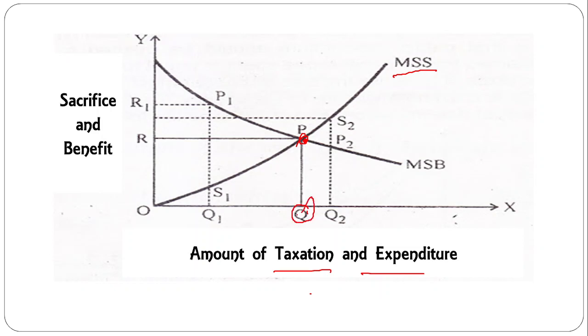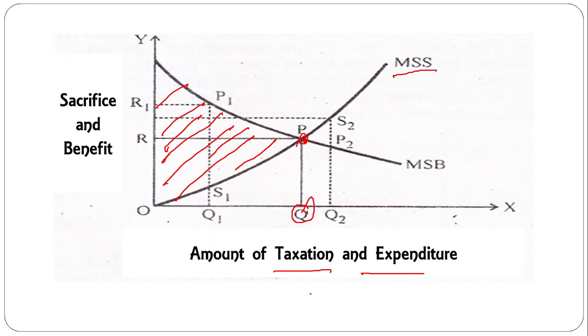At this point, OQ amount of taxation and expenditure, if the tax amount and expenditure equalizes with OQ amount, then both MSS and MSB will be equal, and this whole area is the maximum social advantage area. Okay, it will be maximized.